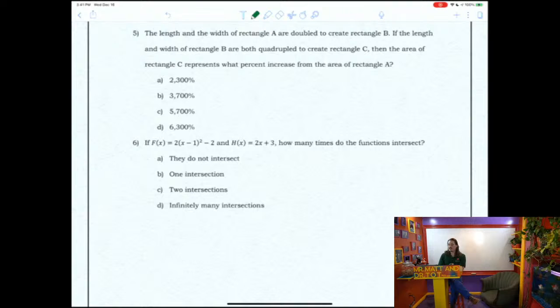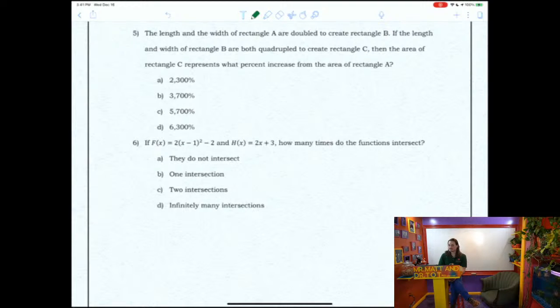Question number 5 asks, the length and the width of rectangle A are doubled to create rectangle B. If the length and width of rectangle B are both quadrupled to create rectangle C, then the area of rectangle C represents what % increase from the area of rectangle A?